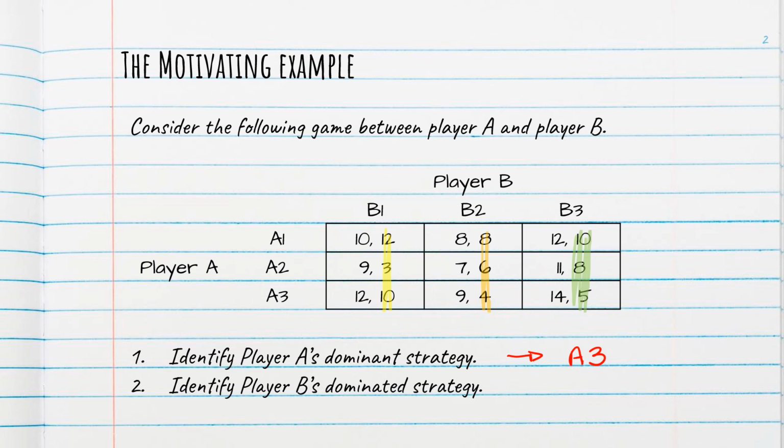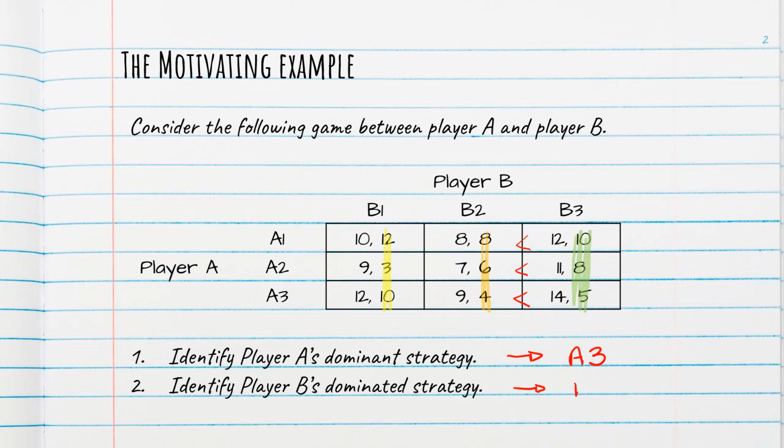So let's start comparing the orange highlight with the green. 8 is less than 10. I put that in the wrong direction. Sorry, everybody. So if player A chooses A1, player B clearly wants to choose B3, not B2. Similarly, 8 is greater than 6, so B3 yields a better payoff than B2. And finally, 5 is bigger than 4, so B3 yields a higher payoff than B2. So we have our dominated strategy, B2.